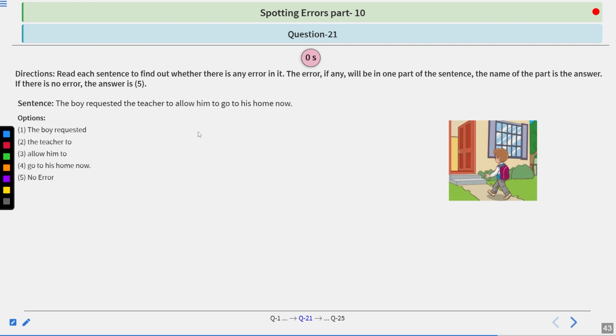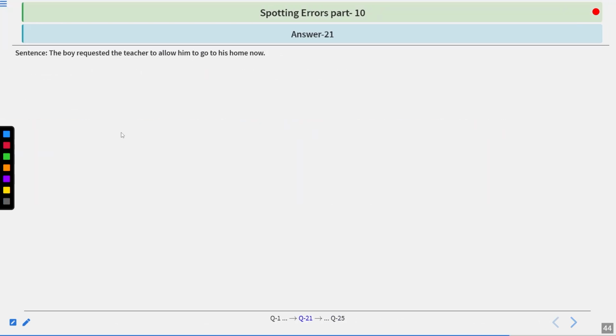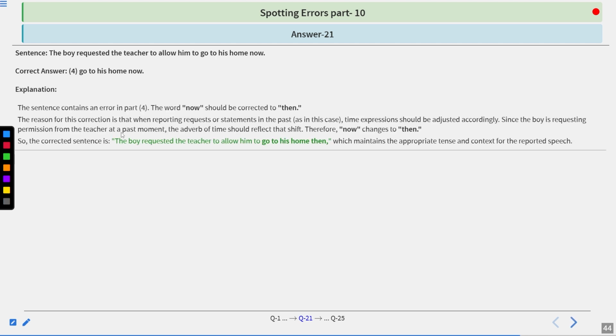I hope you have answered. Let's move to the correct answer. The correct answer is option number 4. Go to his home now. The explanation is the word now should be corrected to then.